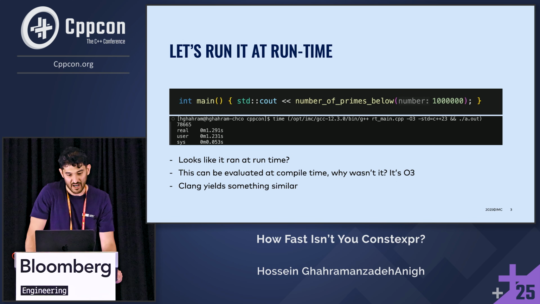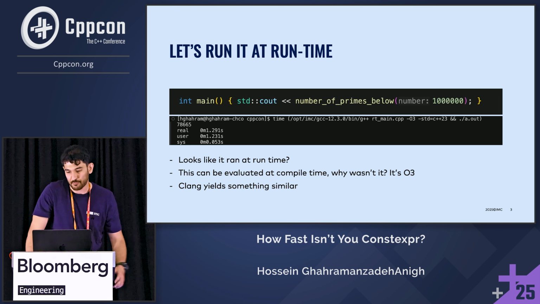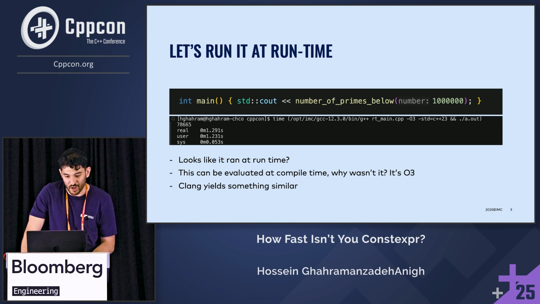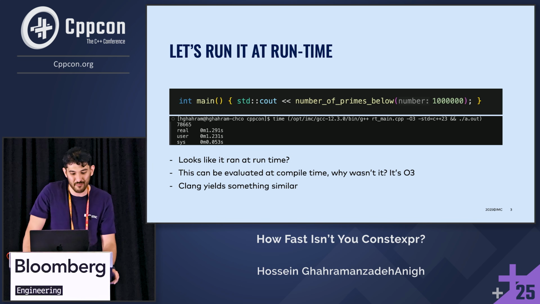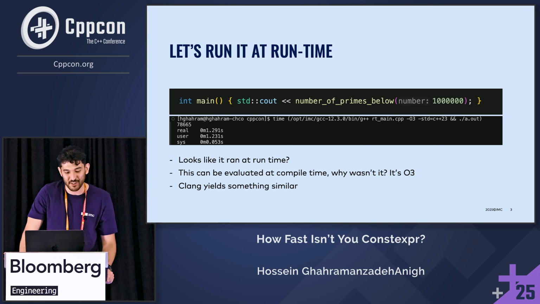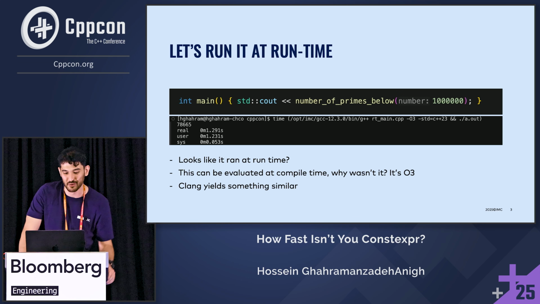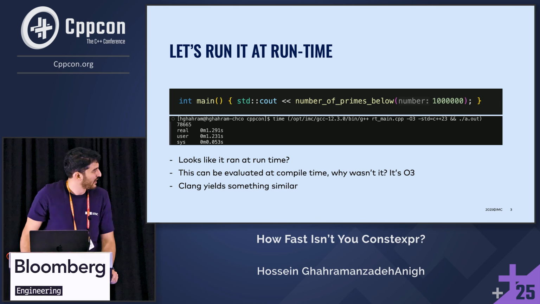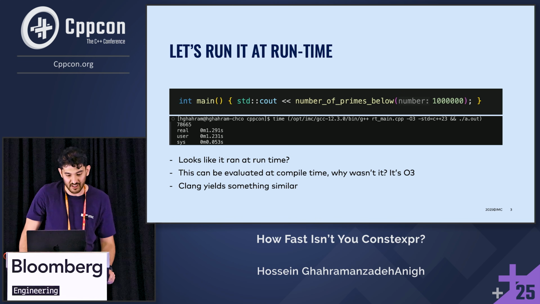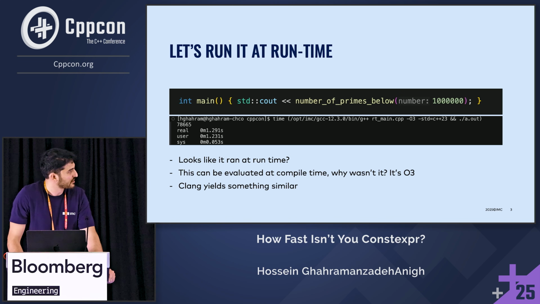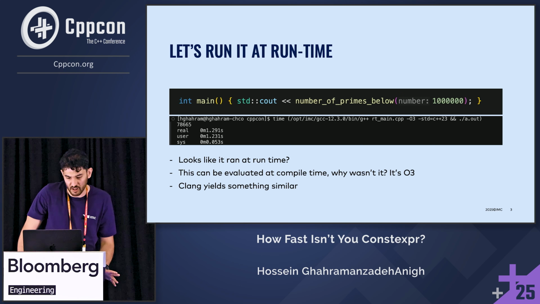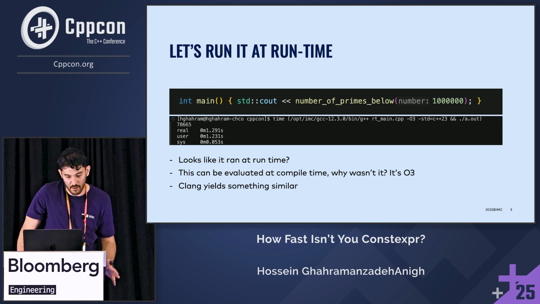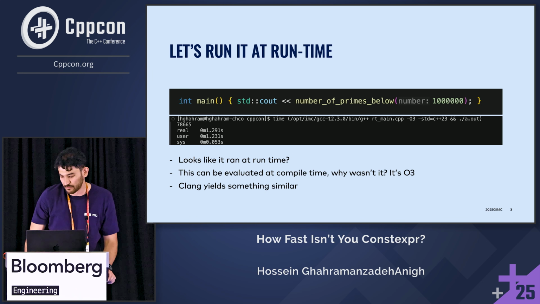So let's run it at runtime. This would be the point where I tell you that I ran all my experiments only once, and my numbers are not accurate, but I've included multiple fractional digits, so let's pretend they are. By that number, it looks like it ran at runtime. This is a Constexpr function, and we're compiling with O3, so I would assume this would get evaluated at compile time, but it's not. Clang yields something similar.